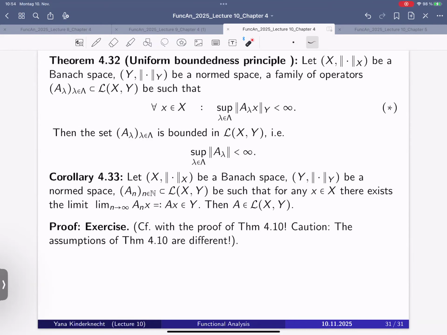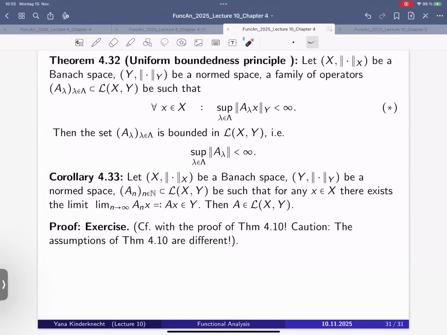Okay. I guess that's all about linear operators, so mainly bounded linear operators. What we have discussed in this chapter are just the very basic, but fundamental properties of linear operators. As I said, there are not that many results actually. So this uniform boundedness principle is important.